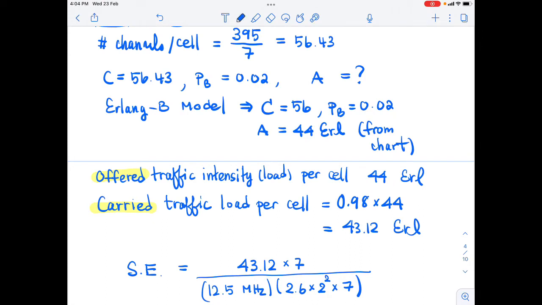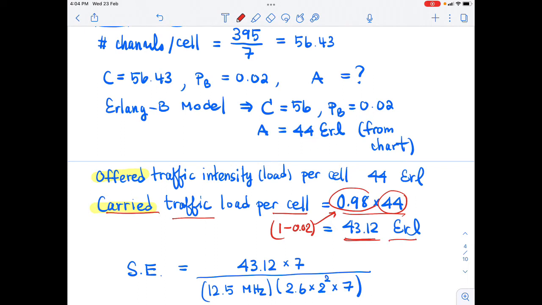So the carrier traffic intensity per cell is equal to this A, 44, multiplied by 1 minus 2%, that is 0.98. That's the probability of call success, because 2% are blocked and 98% are carried by the network. So 0.98 multiplied by 44, we get 43.12 Erlang.